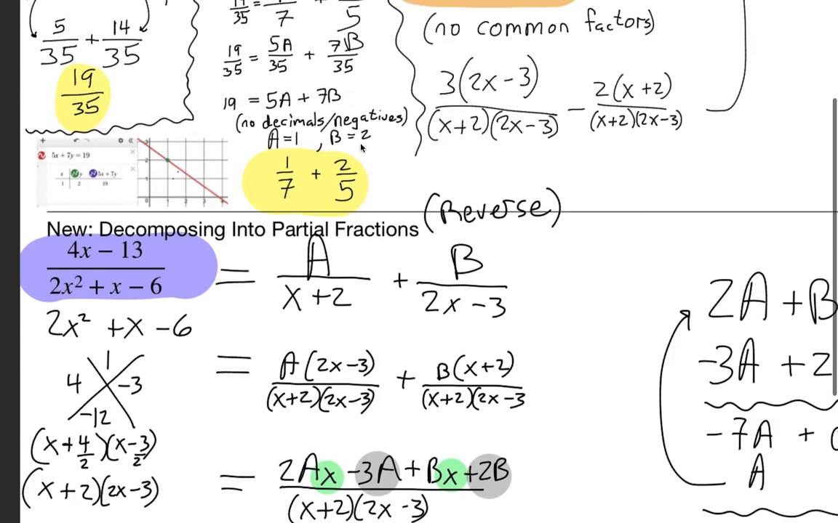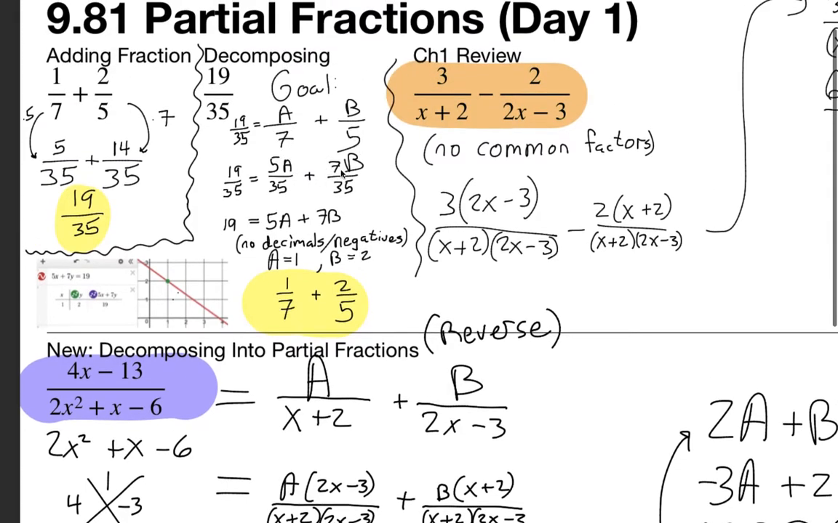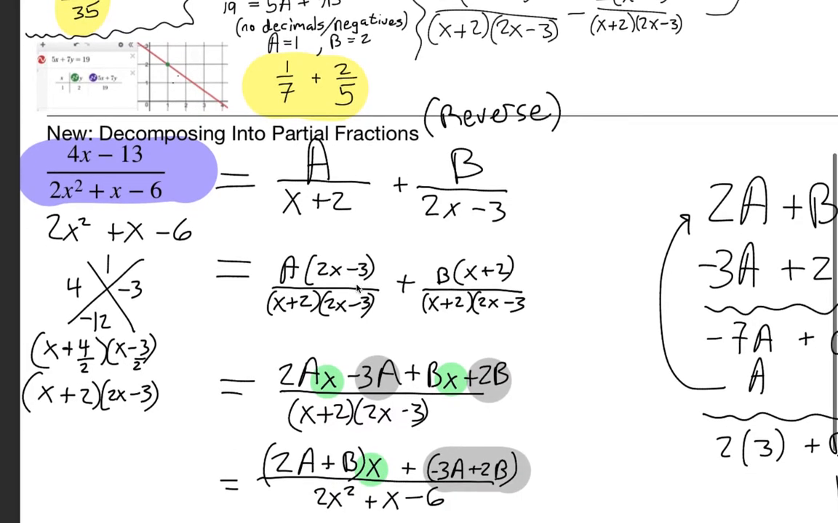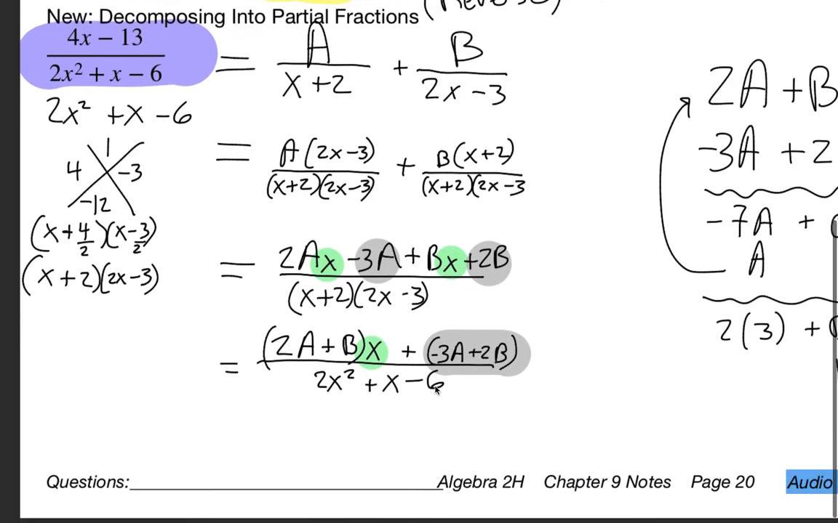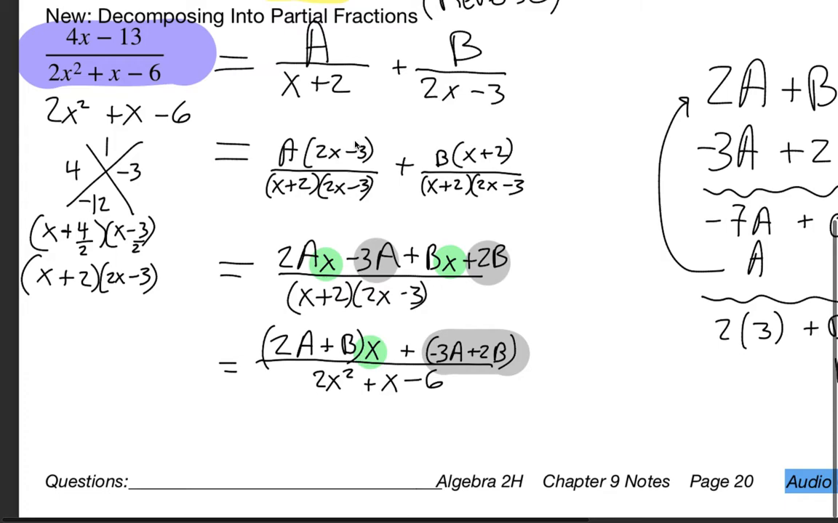Just like I did up here, I'm going to try and combine these fractions with common denominators. You can see this denominator lacks a 2x minus 3, so I multiply here, and this denominator lacks an x plus 2, so I multiply this fraction by x plus 2. And now I have common denominators, and I can add them together. I'm going to distribute the A and the B, so I get these four terms.